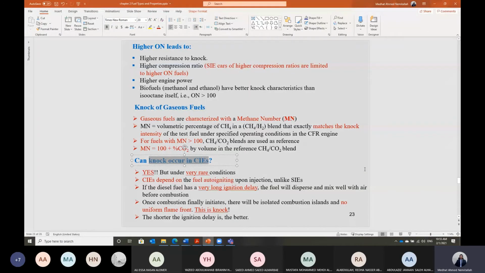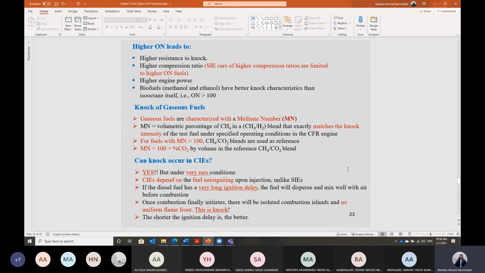Can we have heterogeneous combustion in case of a diesel engine? Can we have it? So yes, shabab, we can have self or heterogeneous combustion and it may cause engine knock. Yani, this is a very rare case to happen, but it may happen if we have a longer ignition delay period. Ignition delay period is the period from the start of injection of the fuel close to the end of the compression stroke until the initiation of the combustion, until the combustion starts.